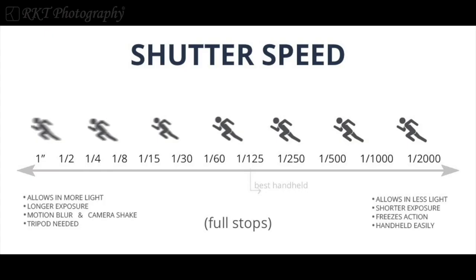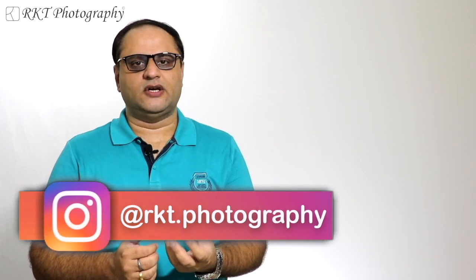So that will freeze the action, and you can use it handheld, that is, you can use it on your hand itself. So it is very easy to understand. When you increase your shutter speed, the motion will be frozen and you can capture that image when you are doing any kind of bird photography or wildlife photography, or any sports photography. So it will freeze the motion.